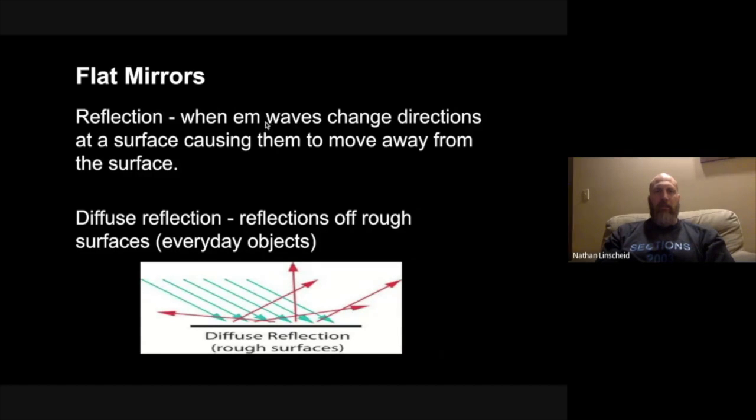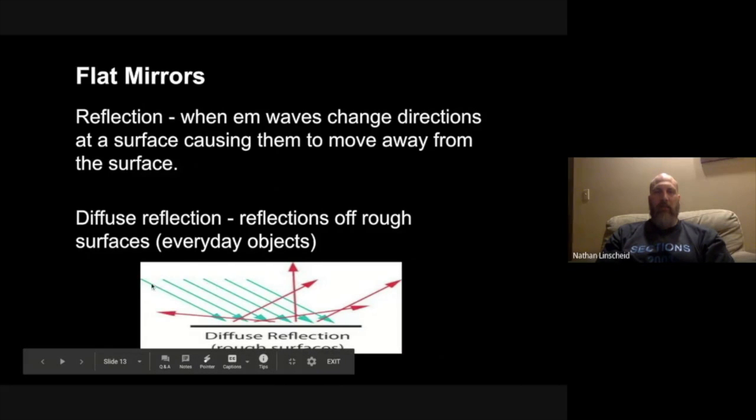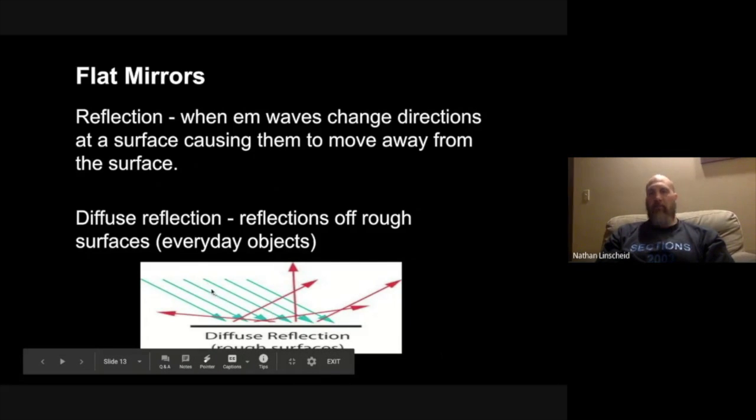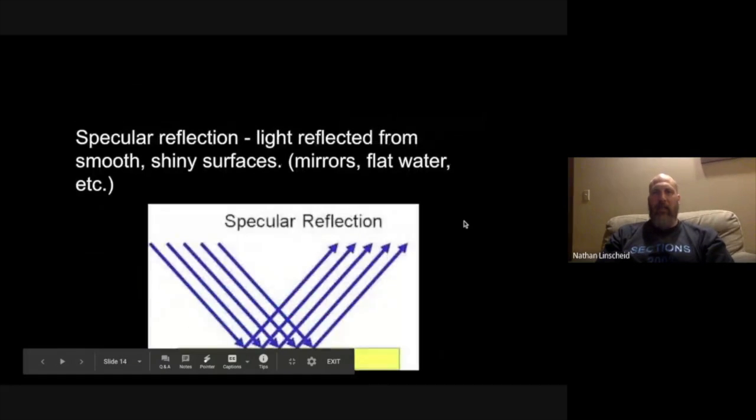So reflection is when an electromagnetic wave, EM wave, changes directions at the surface of something like a mirror, and it causes those rays to then move away from the mirror. Now, the first kind of reflection is something we call diffuse reflection. Basic everyday objects like a carpet or a couch or a wall that's painted. The light rays come in parallel to each other, but they come in at some angle, and then when they hit, because the surface is rough, they reflect off in all kinds of different ways, and you don't see any kind of image.